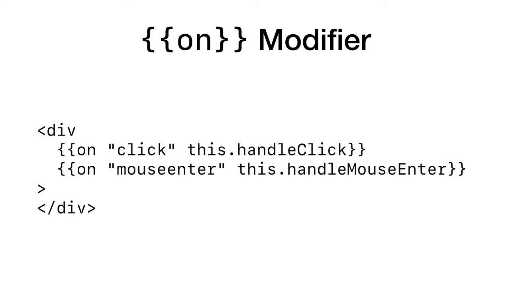It's also possible with the on modifier to pass multiple actions for multiple JavaScript events. So it's possible to pass a handle click action for click and a handle mouse enter action for mouse enter and have that be on the same element in the same template without having to try to traffic control those things, because you're just attaching to different events.